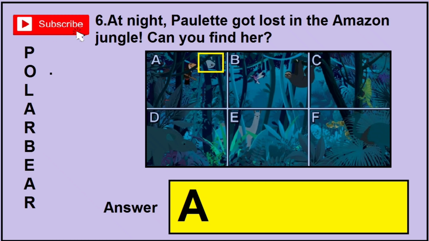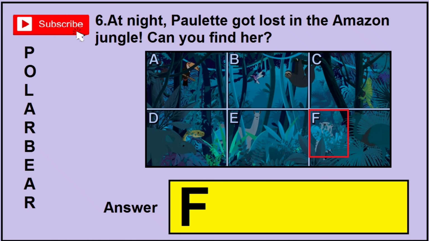Now in version 2 of this question, you can see here the polar bear is in this position. So just click A if you find the polar bear in this position. So you need to see the image very carefully so that you won't make a mistake. Now in version 3 of this question, you can see here the polar bear is in F. So just click F if you find this sort of image in question number 6. So I want you to see the image very carefully, that's why.